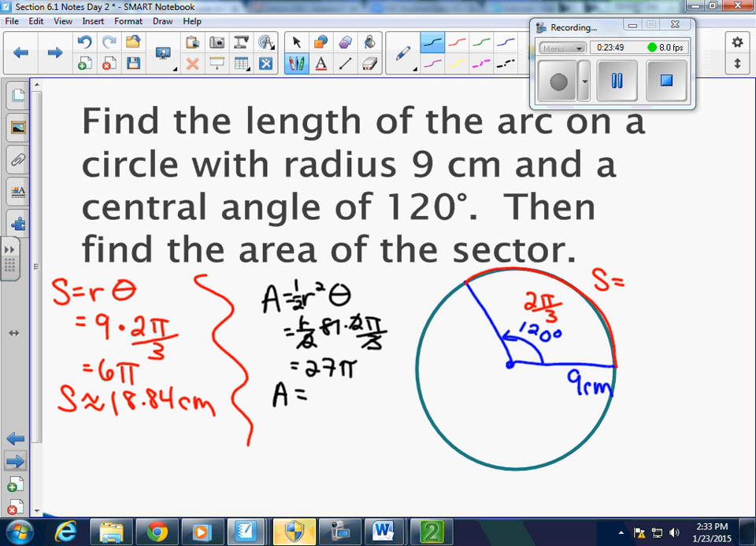But if we wanted to multiply things through, 27 times pi gets us to 84.82. Anybody else agree with that? And our units on that are centimeters squared because we're talking area.